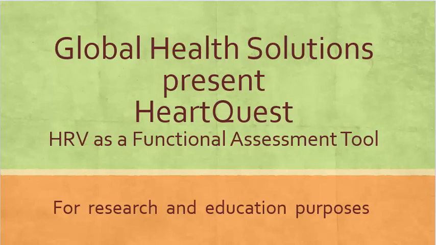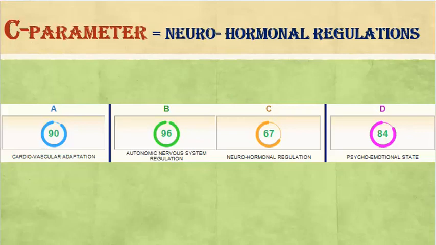So let's go and see the next parameter. It's the C parameter, which we call neurohormonal regulation. When we pay attention to the C parameter, looking at the A, B, C, and D parameters in this case, we see the A parameter is 90, the B parameter is 96, the D parameter is 84, but the C parameter is 67. So we see this is the lowest one. Something is going on at the C level, the C parameter, the level of neurohormonal regulation.